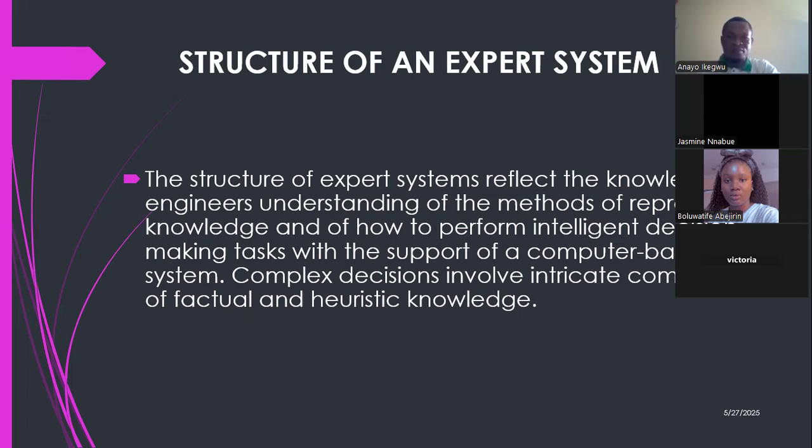Structure of an expert system. The structure of an expert system reflects the knowledge engineers' understanding of the method of representing knowledge and of how to perform intelligent decision-making tasks with the support of a computer-based system. Complex decisions involve intricate combinations of factual and heuristics knowledge. This heuristics knowledge is very important in contributing to the development of an expert system.